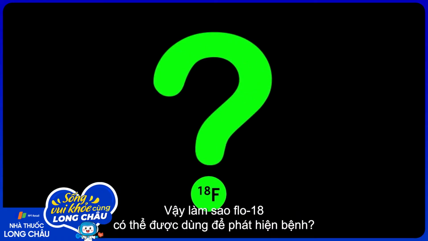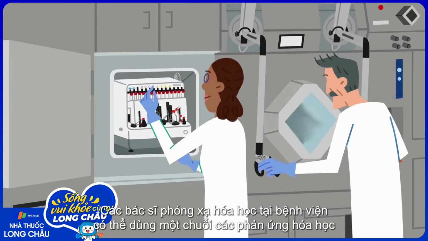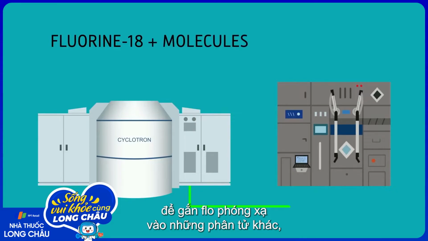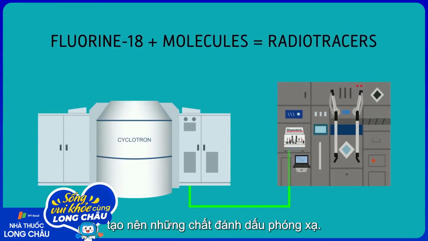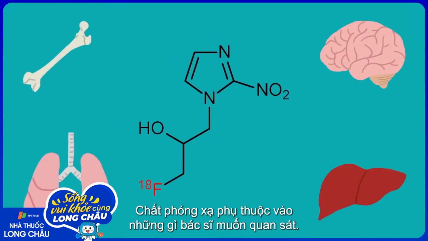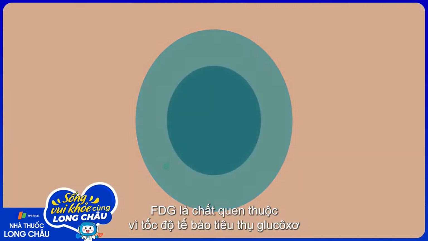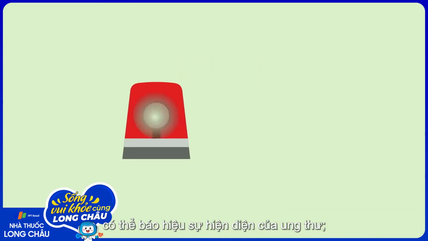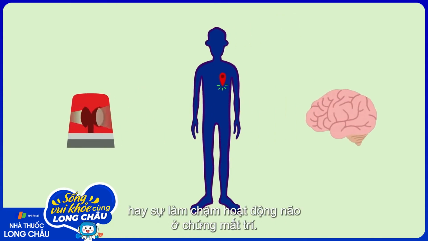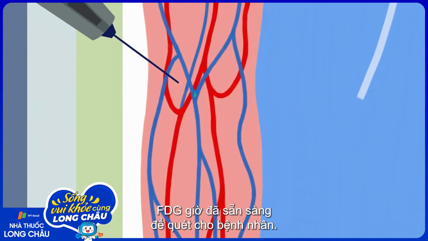So how can fluorine 18 be used to detect diseases? Radiochemists at the hospital can use a series of chemical reactions to attach the radioactive fluorine to different molecules, creating radiotracers. The identity of the tracer depends on what doctors want to observe. FDG is a common one because the rate at which cells consume glucose can signal the presence of cancer, the location of an infection, or the slowing brain function of dementia. The FDG is now ready for the patient's scan.